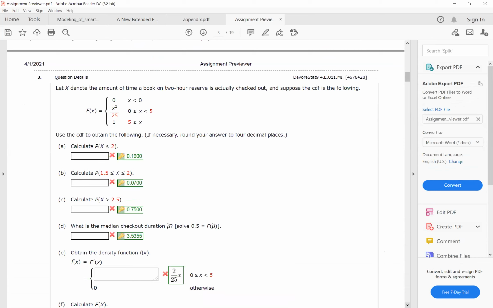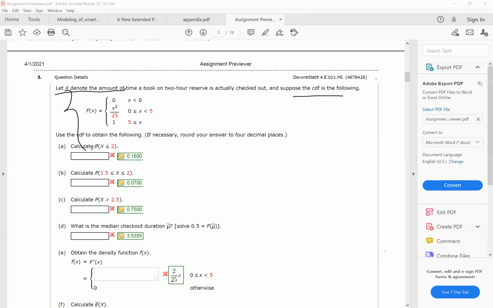Okay, the next problem is we are given a CDF function. Let x denote the amount of time a book on 2-hour reserve is actually checked out, and suppose we are given the CDF function. Here x is the amount of time, so this is a continuous random variable, and this is the CDF function.